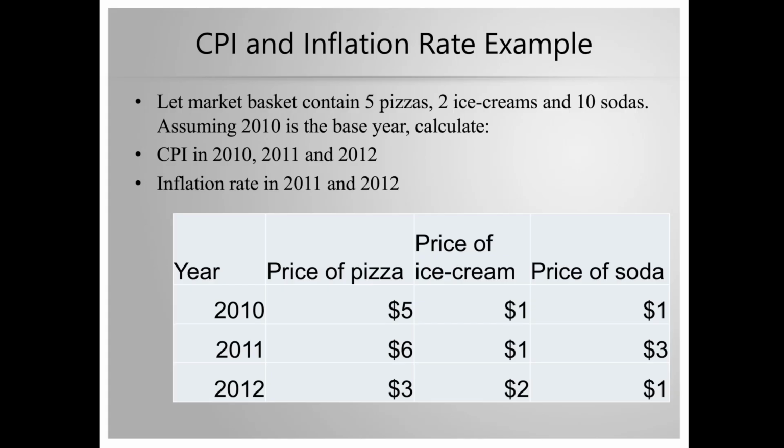Now let's do an example where we calculate CPI and the inflation rate based on CPI. Remember that CPI is based on the market basket, which has fixed quantities of goods. The quantities don't change year to year. So in this case, the market basket contains 5 pizzas, 2 ice creams, and 10 sodas. Let's assume that year 2010 is the base year. Assuming that, we have to calculate CPI in 2010, 2011, and 2012, and then the inflation rate from 2010 to 2011 and from 2011 to 2012.